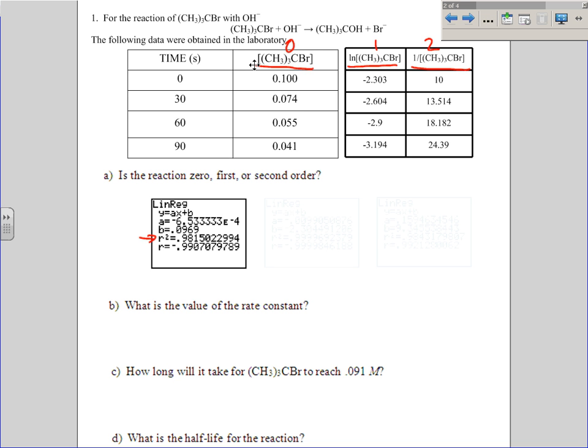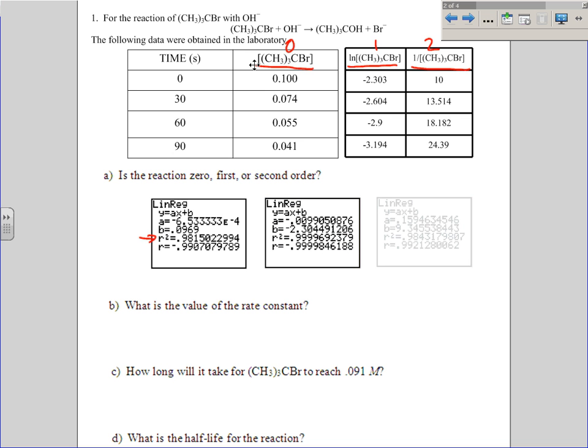So really what we do is we graph the concentration versus time, then we graph the ln of concentration versus time, and then we graph the reciprocal of the concentration versus time. And we look at which one gives us the r value closest to 1. In this case, that's right here. So that means we have a first order relationship. If the natural log versus time is the most linear, then that's our first order relationship. So in this way, we've generated data that we can use on the graphing calculator to determine what's linear.